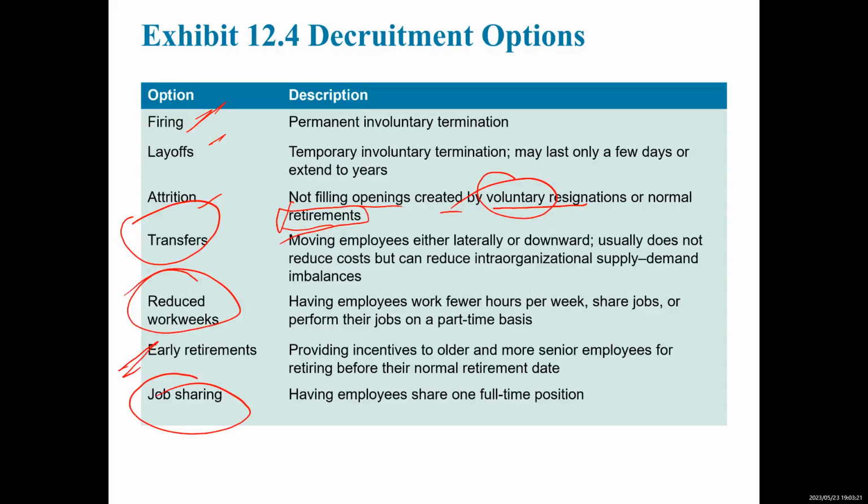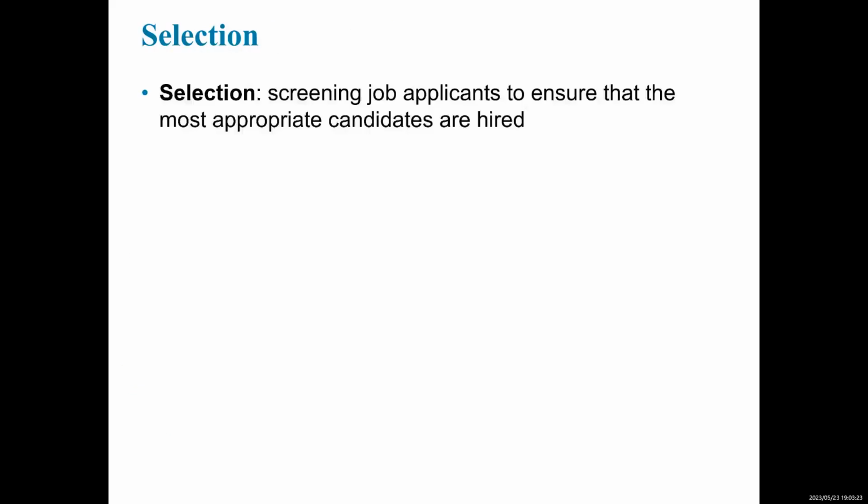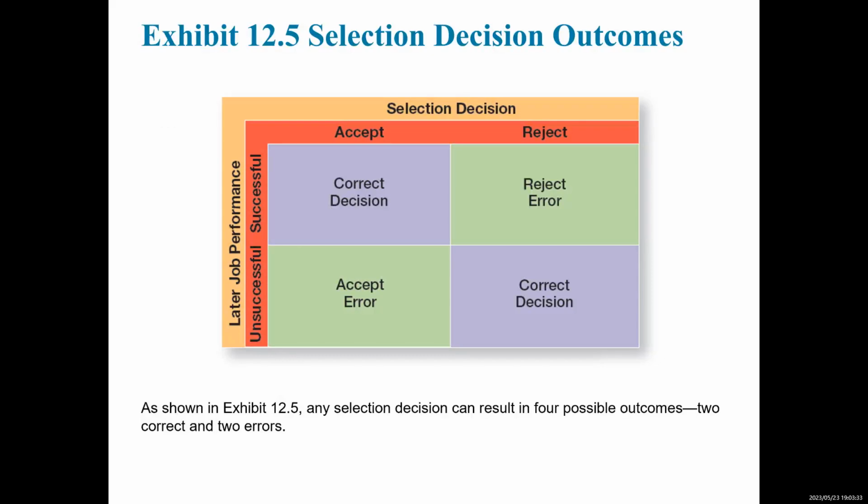All right. Now, how do you select an employee? The selection decision basically depends on a matrix here. We are deciding based on two factors: whether the employee will accept the offer or not, plus whether he will perform well in his job or not.